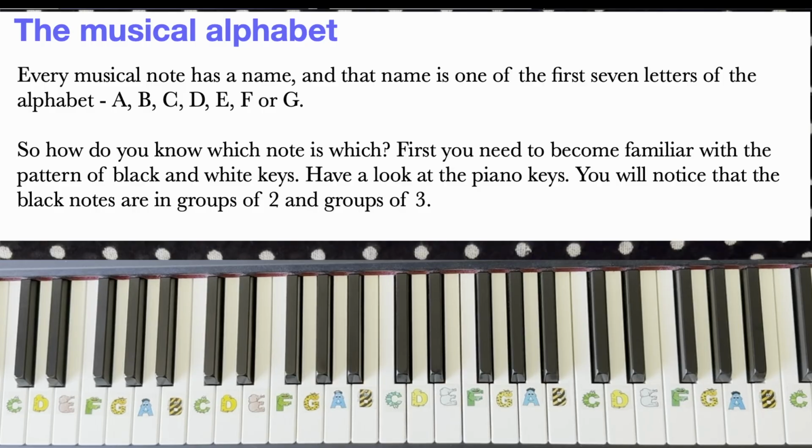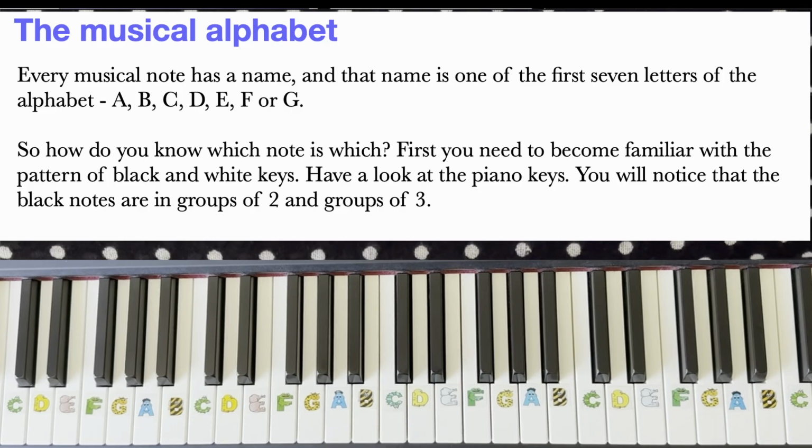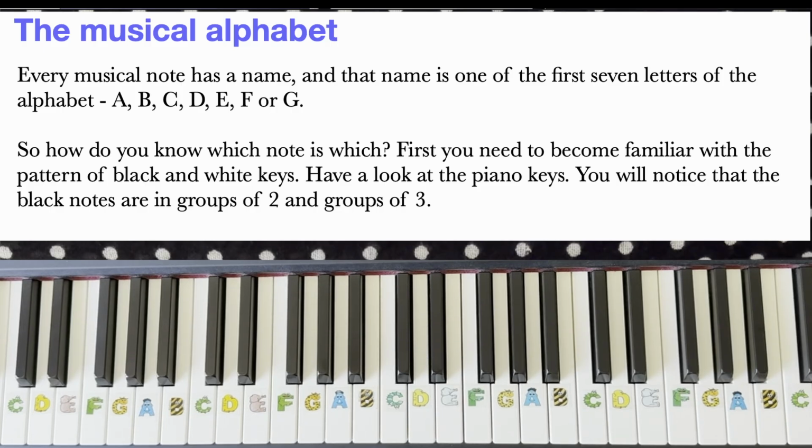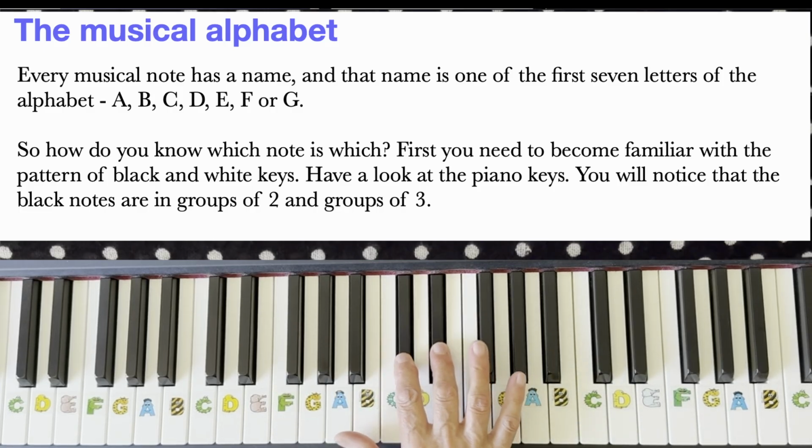So how do we know which of these white notes is which? Well, it's easy on this keyboard because you've got the stickers. I don't recommend that you use stickers. I've just got the stickers on here to help you orientate yourself when you're looking at the video. But what you need to look at really is the black keys. And you'll see that they're arranged in groups of 3, as I mentioned, and in groups of 2.